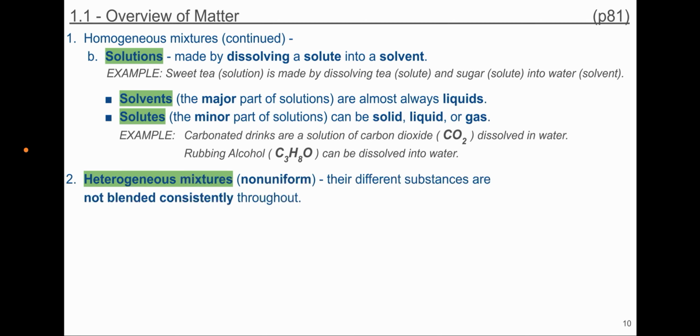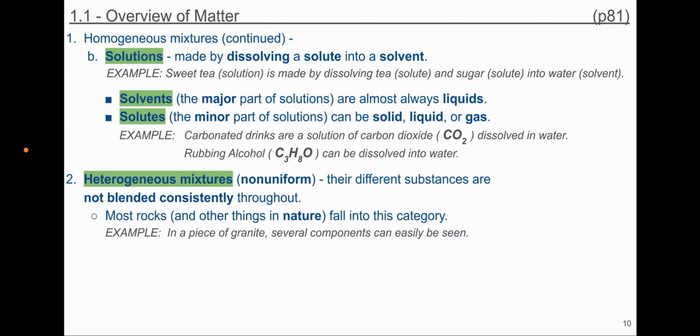And then heterogeneous mixtures, non-uniform, substances not blended consistently. So most rocks and other things in nature fall into this category, like a piece of granite. If you look at it, you can see the components. And if you took one chunk of granite and compared it to another chunk of granite, they might have similar stuff, but they would not be mixed evenly in exactly the same way.